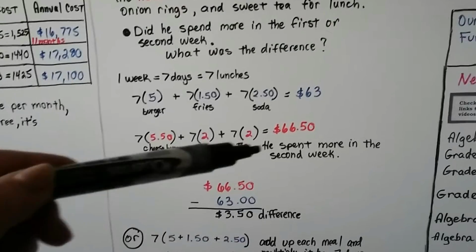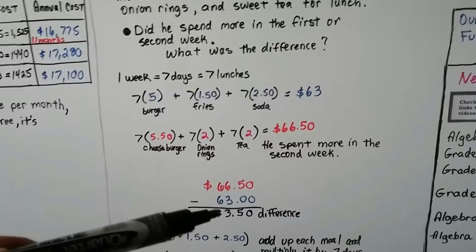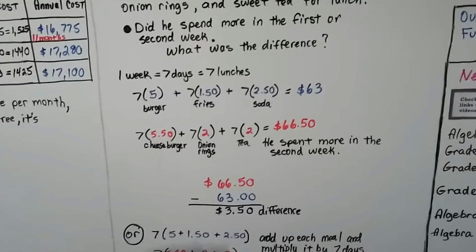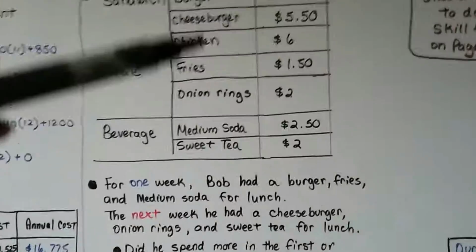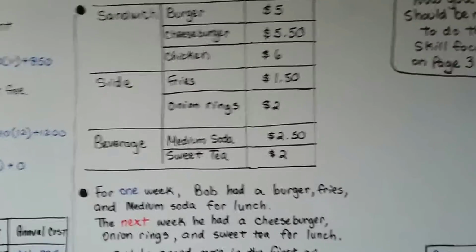We can see that the second week he spent more. He spent $3.50 more for the week. Okay? So when it's written in a table, it makes it very easy on our eyes, doesn't it?